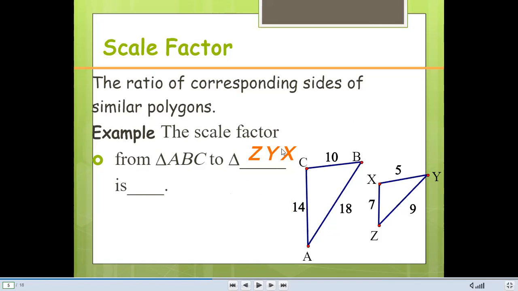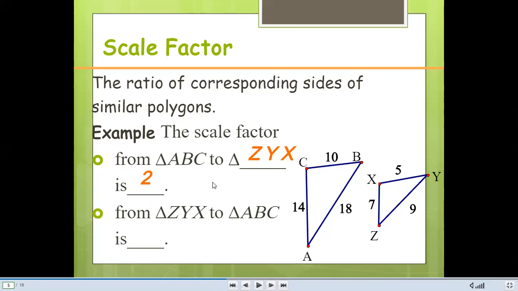Then I'm looking for the scale factor. The scale factor here, it will be how many? Answer 2. It will be equal to 2, right? So from triangle ABC to triangle ZYX, the scale factor is equal to 2.